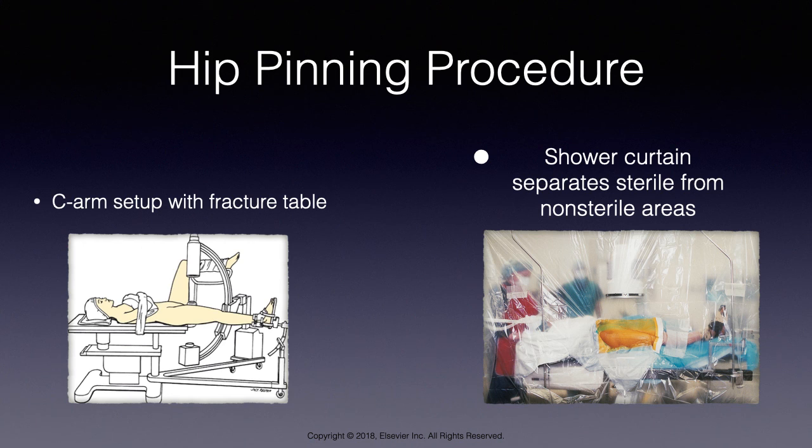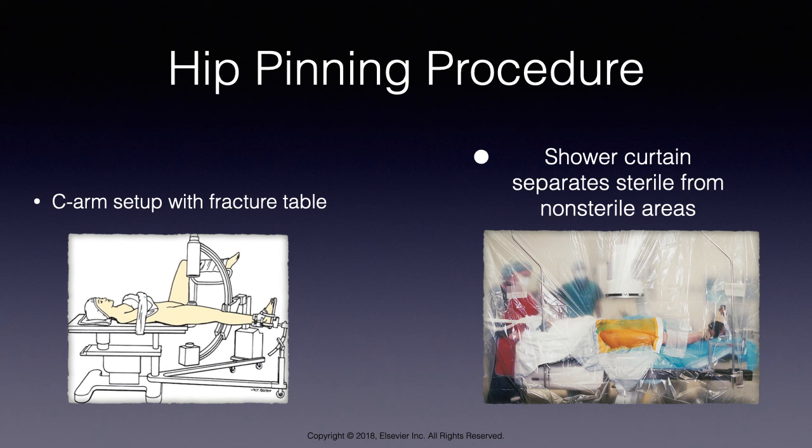Hip pinning procedure. On the left, you'll see the C-arm is set up with a fracture table. A fracture table allows them to place one leg up and out of the way. That leg is the side that is unaffected, and the side that is affected is held straight out with the foot attached to another device to hold the leg in place. They're able to move the leg in and out and put it in the position that is feasible to get an internal fixator in appropriately.